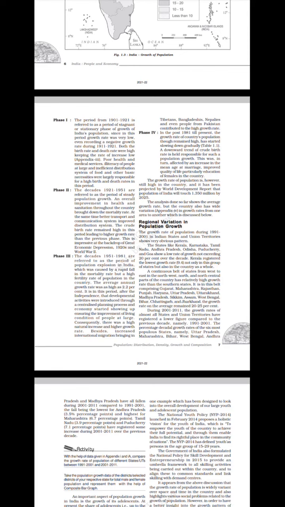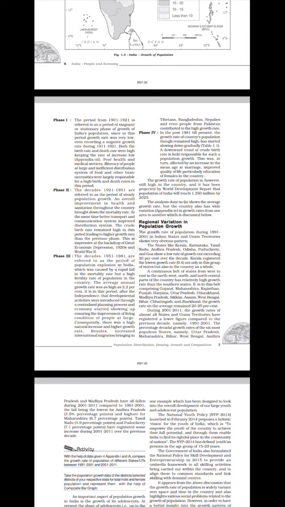Phase 3. The decades 1951 to 1981 are referred to as the period of population explosion in India, which was caused by a rapid fall in the mortality rate but a high fertility rate of population in the country. The average annual growth rate was as high as 2.2%. It is in this period after independence that developmental activities were introduced through a centralized planning process and the economy started showing up, ensuring the improvement of living conditions of people at large. Consequently, there was a high natural increase and higher growth rate.